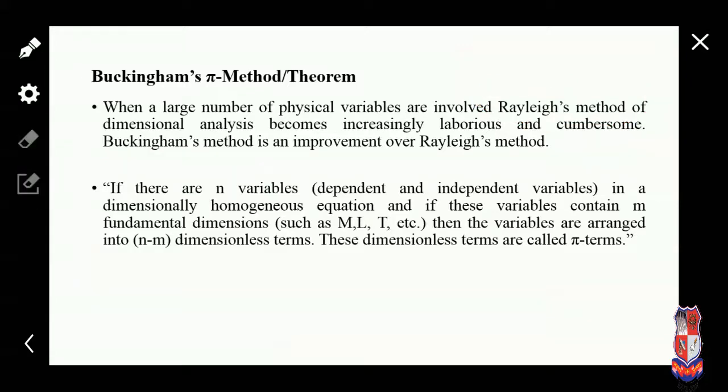Now, the statement of Buckingham's Pi method: if there are n variables, dependent or independent, in a dimensionally homogeneous equation, and if these variables contain m fundamental dimensions, fundamental dimensions meaning M, L, T, then the variables are arranged into n minus m dimensionless terms. These dimensionless terms are called Pi terms. From the Pi terms we can find the arbitrary powers, and then we have to find the relational equation.